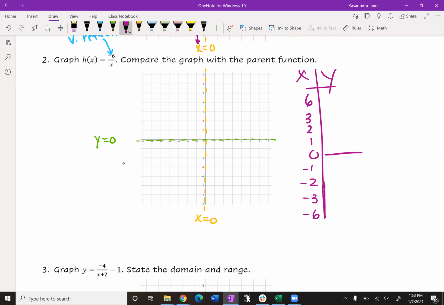All right, so it is -6 over x. My x in this case is a +6. So -6 over +6 is a -1.